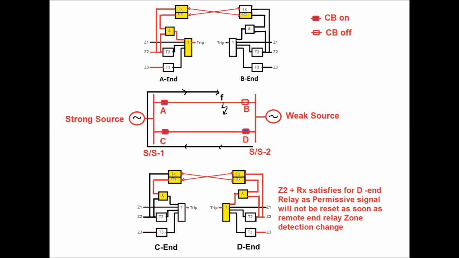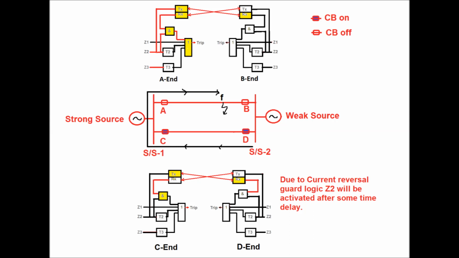Since the current is now flowing from D to C to the fault point, and due to the very short length of this circuit, the D end relay also detects this fault at zone 2 location. So zone 2 detection and permissive receive are satisfied for the D end relay also, and therefore the A end relay and D end relay will trip simultaneously. So due to a fault at the parallel feeder, there is tripping of the healthy feeder, that is the CD circuit at the D end relay. So this might be stopped by current reversal guard logic.